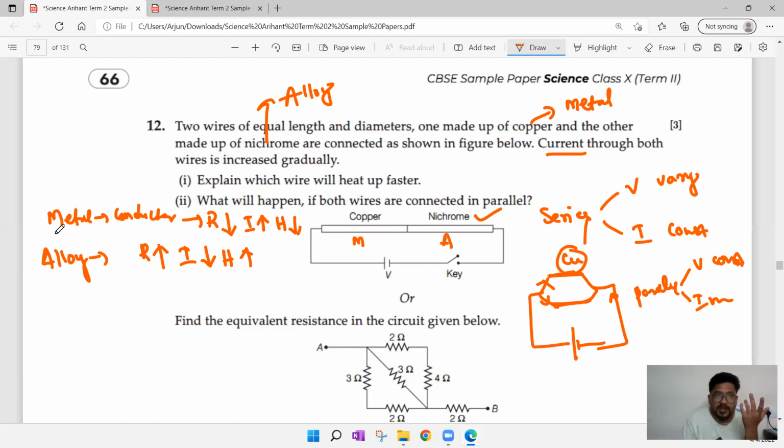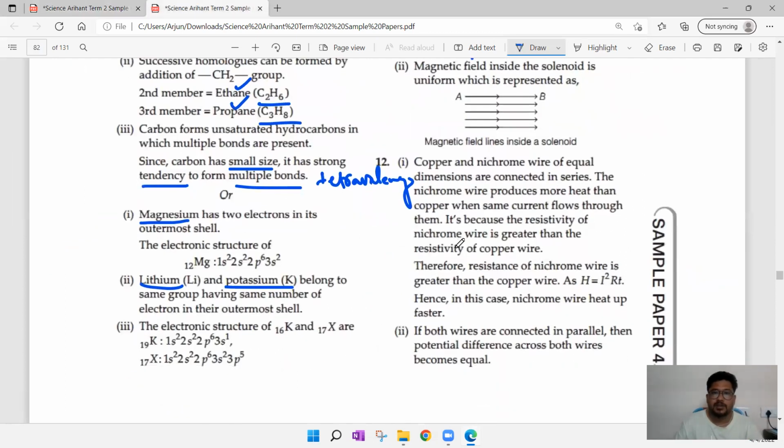Now you see, copper is a metal. When copper is a metal, it will pass a high amount of current, and while coming to the alloy, it will pass the least amount of current. When a high amount of current is passed through copper, automatically more heat is generated in copper than in nichrome. So in the second condition, copper will be heated. So that is the answer. So you can observe the answer here.